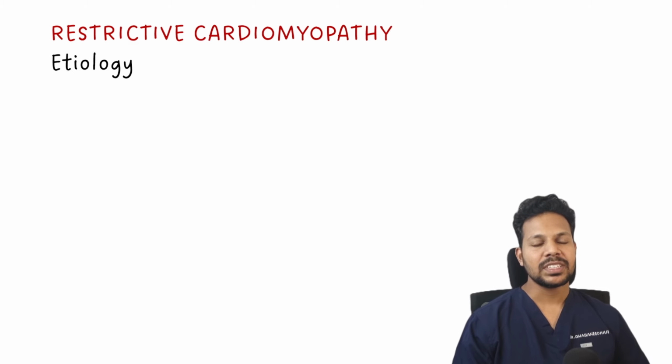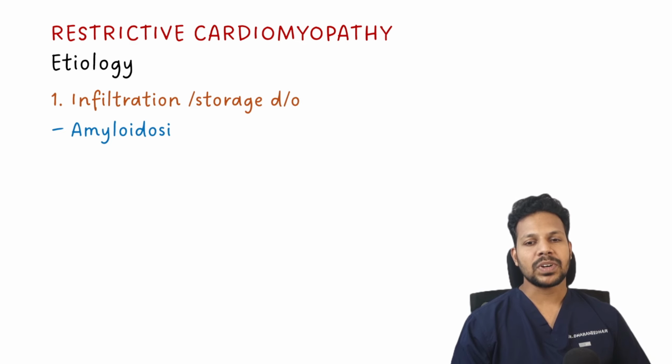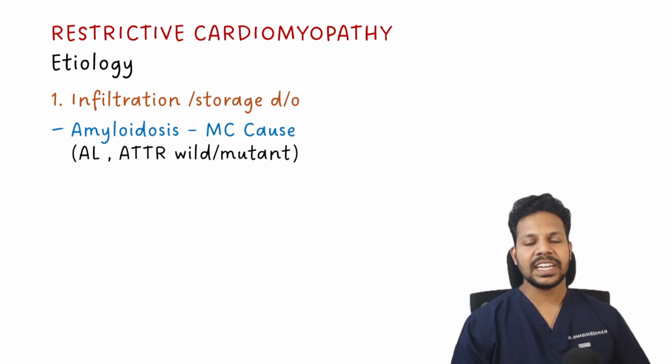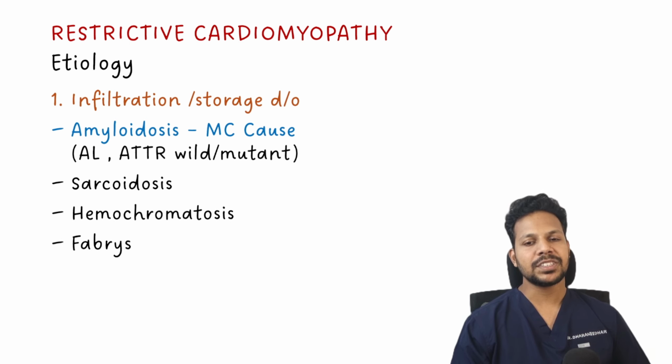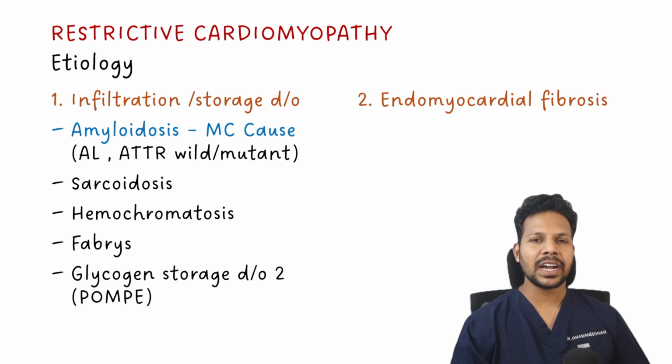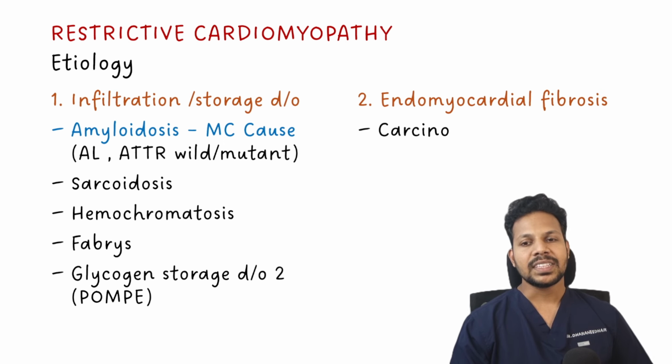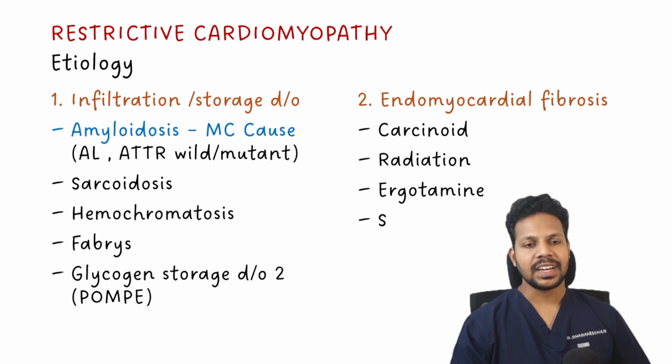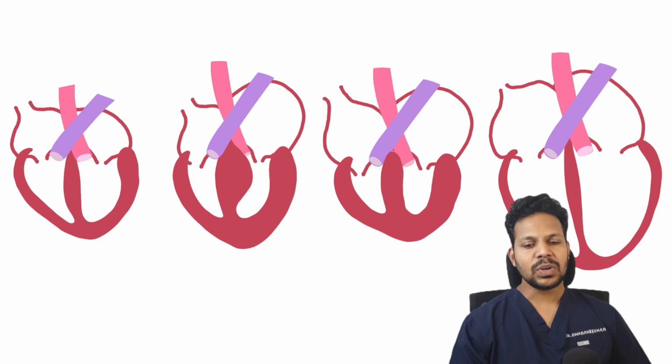So the etiology includes the most common ones are the infiltrative disorders or the storage disorders. Among them, the most common one is amyloidosis, which is amyloid light chain type or ATTR, amyloid transthyretin receptor, wild or mutant type. Then we have sarcoidosis, hemochromatosis, Fabry's disease, glycogen storage disorder 2, that is Pompe's disease. And then when you look at the causes of endomyocardial fibrosis, where the myocardium is now replaced with fibrosis, the examples are the carcinoid syndrome, radiation exposure, use of ergotamine and ergot-related drugs, and scleroderma, which is an autoimmune disorder or a rheumatological disorder. Now let's look at the pathophysiology.